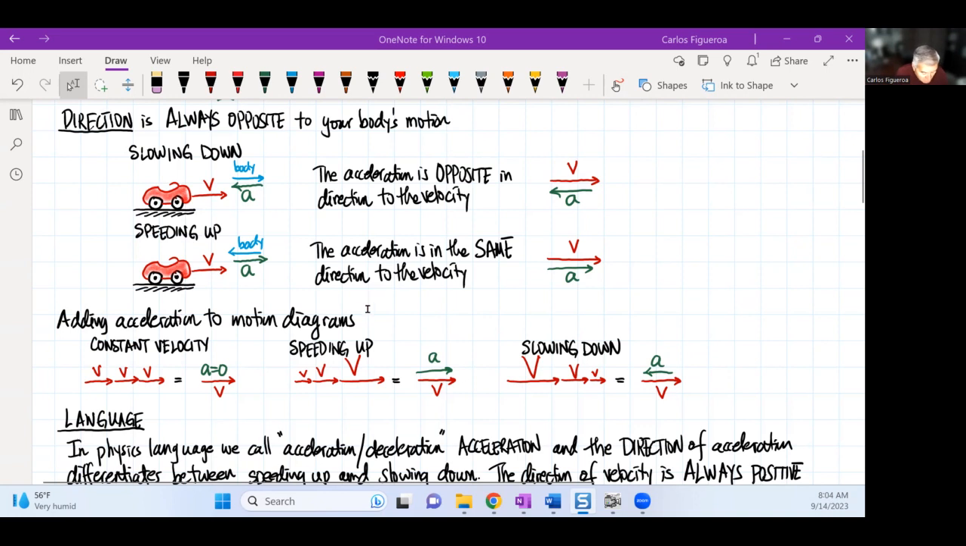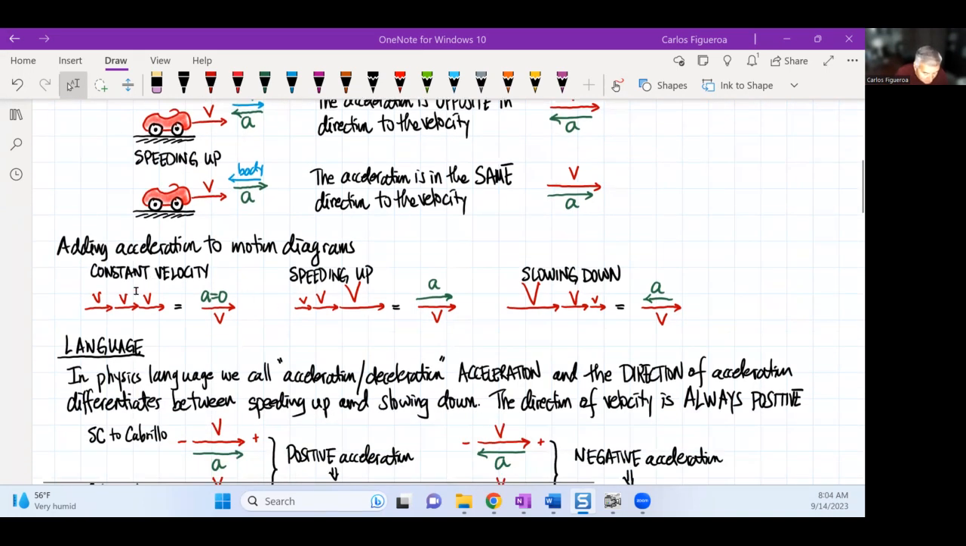So if I add these to motion diagrams, if I have constant velocity, note that that velocity vector does not change. So therefore, that tells us the acceleration is 0 as I move to the right. On the other hand, if I am speeding up and my vectors are getting longer and longer, then we say that the acceleration and the velocity point in the same direction. Some people say that the acceleration is helping the velocity. It's not really acceleration, it's acceleration times time that is helping the velocity. And we'll get to that later on today, hopefully.